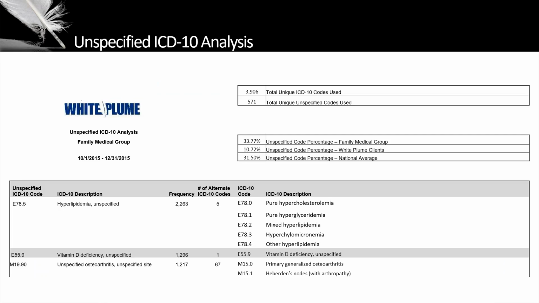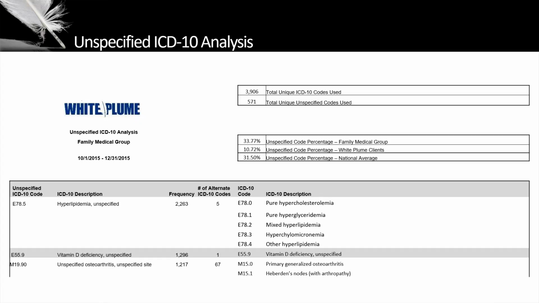Another part of the report that we give you will show you the most commonly used unspecified codes across your practice, so that you can start to work those top down, work the ones that are happening most frequently, to figure out how you can use more specific codes. Instead of using unspecified hyperlipidemia, you can see there are 5 other choices that are more specific in ICD-10 that you should be using instead.